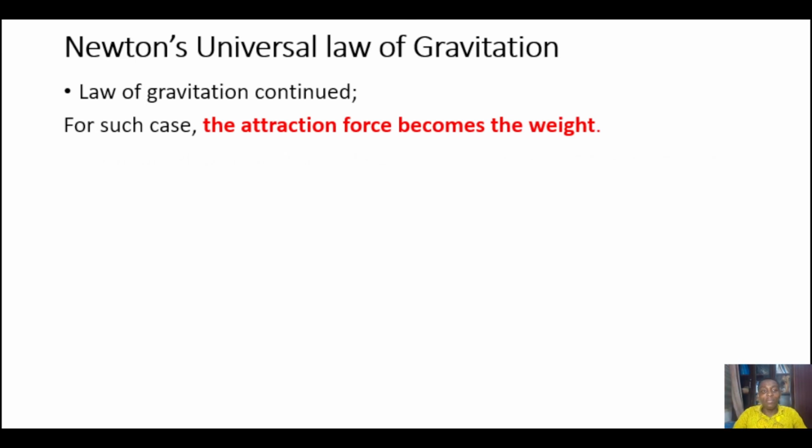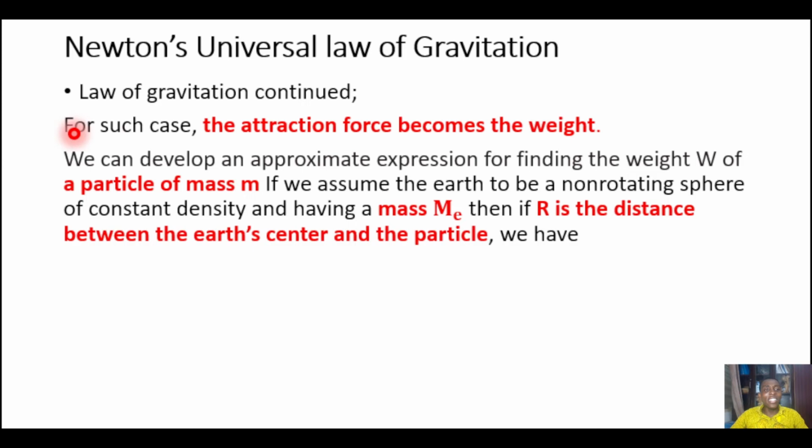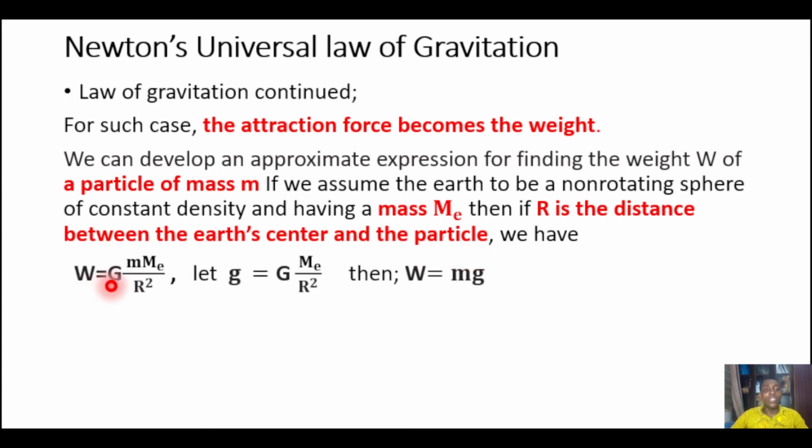So we can develop an approximate expression for finding the weight W of a particle of mass m. If we assume the earth to be a non-rotating sphere of constant density and having a mass me, then if r is the distance between the earth's center and the particle, we have W equals G m me over r squared. This is the weight, this is the mass of the particle, and this is the mass of the earth.